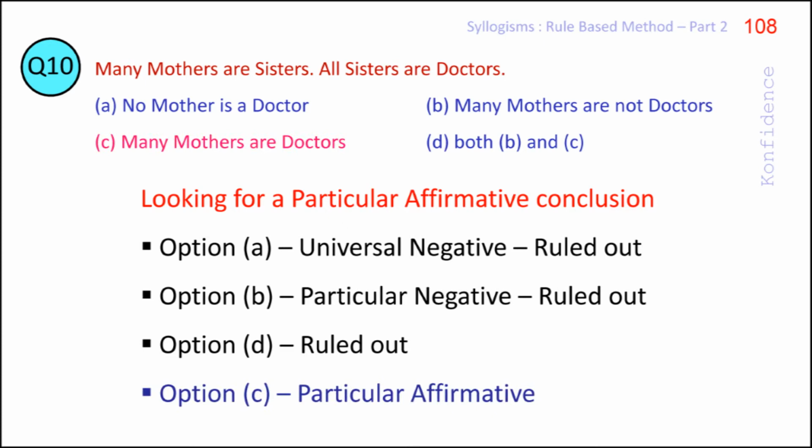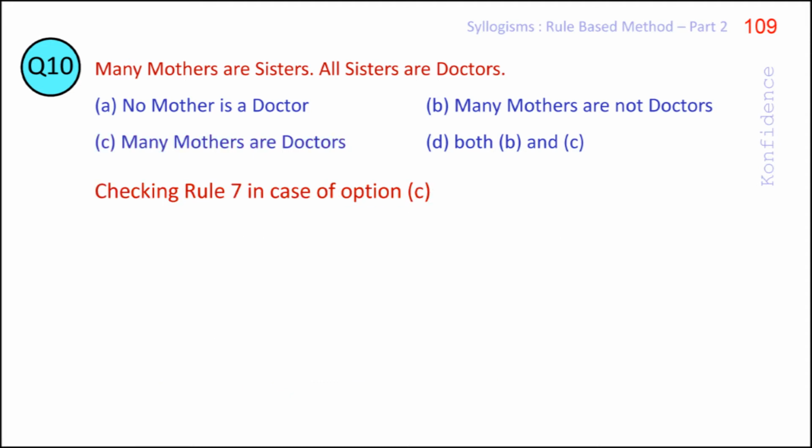Before we decide that option C is the conclusion, let us look at the distribution pattern of option C and see if rule number 7 is satisfied there or not. Option C is a particular affirmative statement, and the distribution pattern is both subject and predicate not distributed.